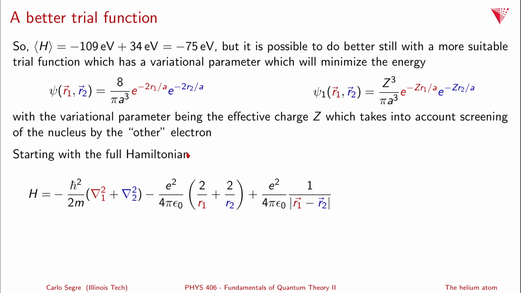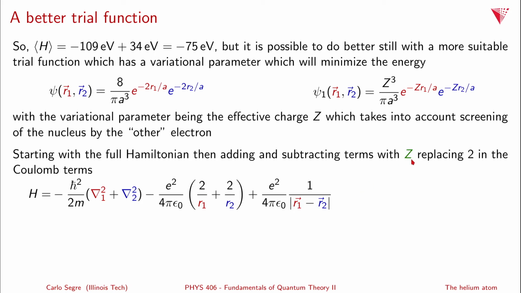If we go back and look at our Hamiltonian, I've reorganized it slightly here. So we have the kinetic energy, the potential energy excluding the electron-electron repulsion, and then the electron-electron repulsion here, which is e squared over 4 pi epsilon naught times 1 over absolute value of r1 minus r2. If I now add and subtract terms with z replacing 2 in the Coulomb terms, just these 2 Coulomb terms. So you can see I add e squared over 4 pi epsilon naught z over r1, and the same thing with negative z over r1, and then I add and subtract the same thing with z over r2 in these two cases. I can now rearrange this and make it a little bit more simple to solve.